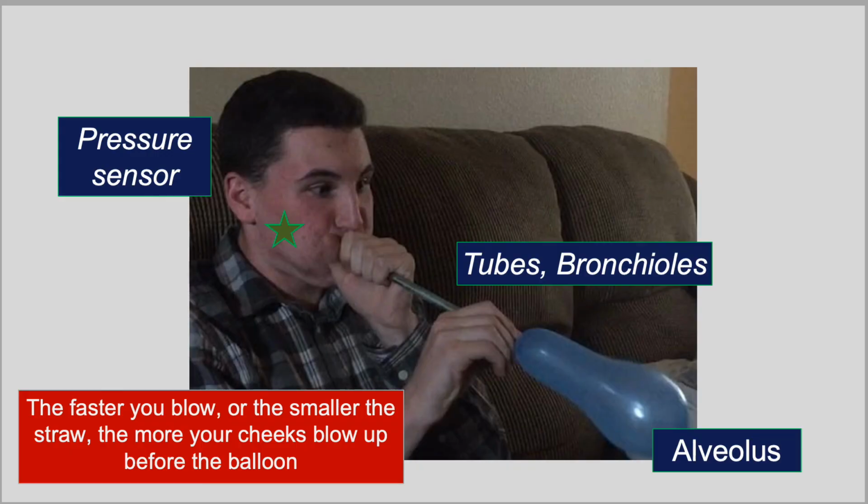I think about that like this. If you take a balloon and you try to blow it up through a straw, you have this nice pressure sensor in your face called your cheek. So if you try to inflate a balloon or the alveolus through a straw, which is all the tubes and bronchioles, really fast, your cheek will blow up before the alveolus. And it takes time to equilibrate because the straw is flow restricting. They'll equilibrate eventually, but right away you'll have a blown up cheek before the alveolus has had time to blow up and increase the pressure.